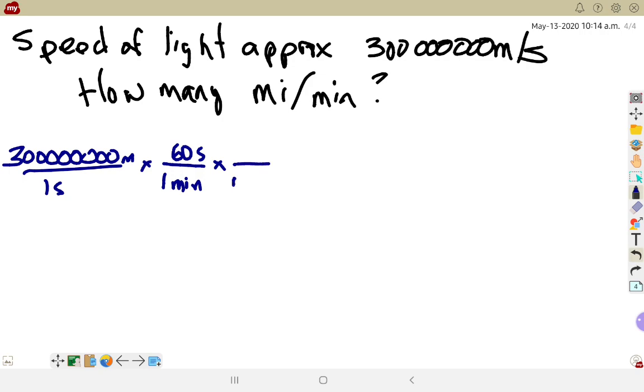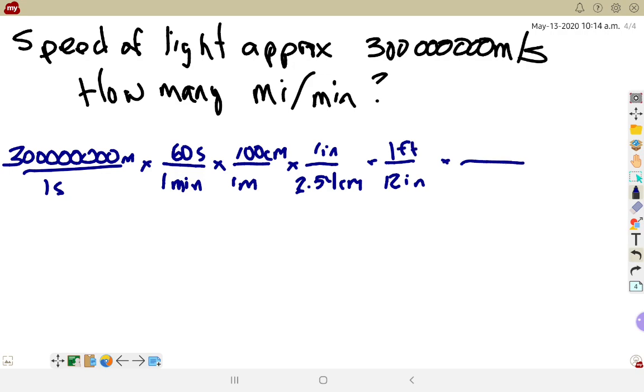So meters, I know 1 meter is 100 centimeters. And then I know that 2.54 centimeters is 1 inch. And then I know 12 inches is 1 foot. And then finally I know that 5,280 feet is 1 mile. So I just use really quick conversions that I know, set them all up so my units are going to cancel. Seconds cancel seconds, meters and meters, centimeters and centimeters, inches and inches, feet and feet. And I'm left with miles up top, minutes in the denominator.